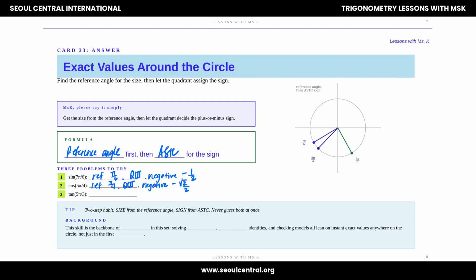Number 3, tangent of 5 pi over 3. The reference is pi over 3, and it's in quadrant 4, so it's negative. So the answer is -√3.